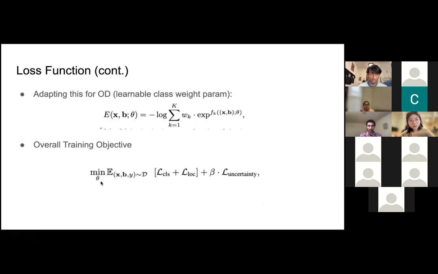Okay, and then, slightly continued, we can adapt this for object detection, where we have this learnable class weight parameter W. And they talk about this in the ablations, the importance of using this class weight parameter. So now adding this to our object detection overall loss, we have our location and class loss, and then we have the loss uncertainty, which we just talked about, and it's weighted by this parameter beta.